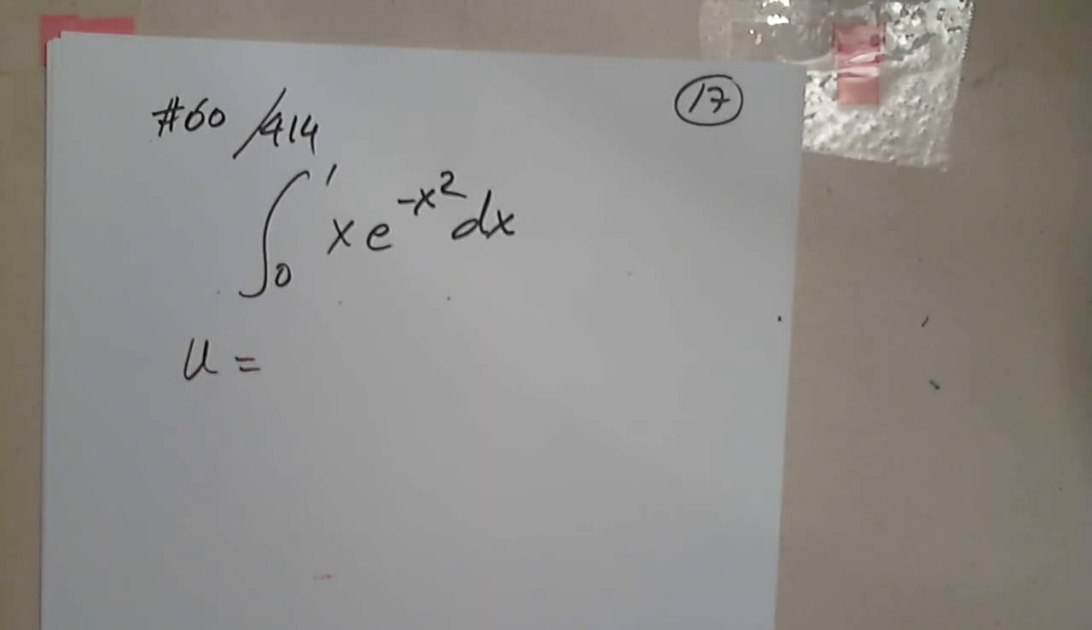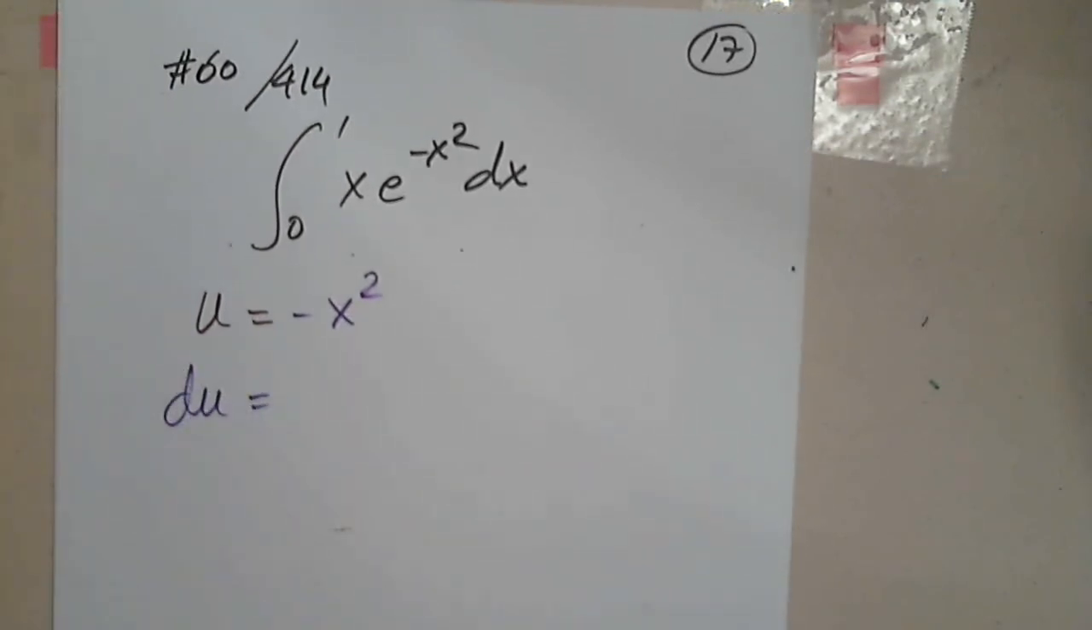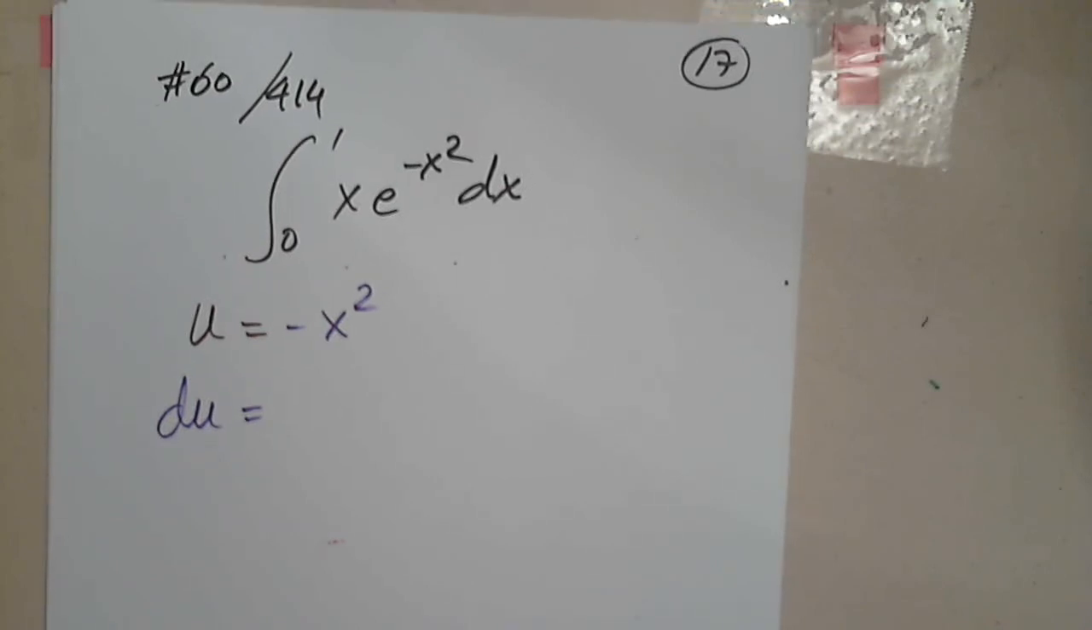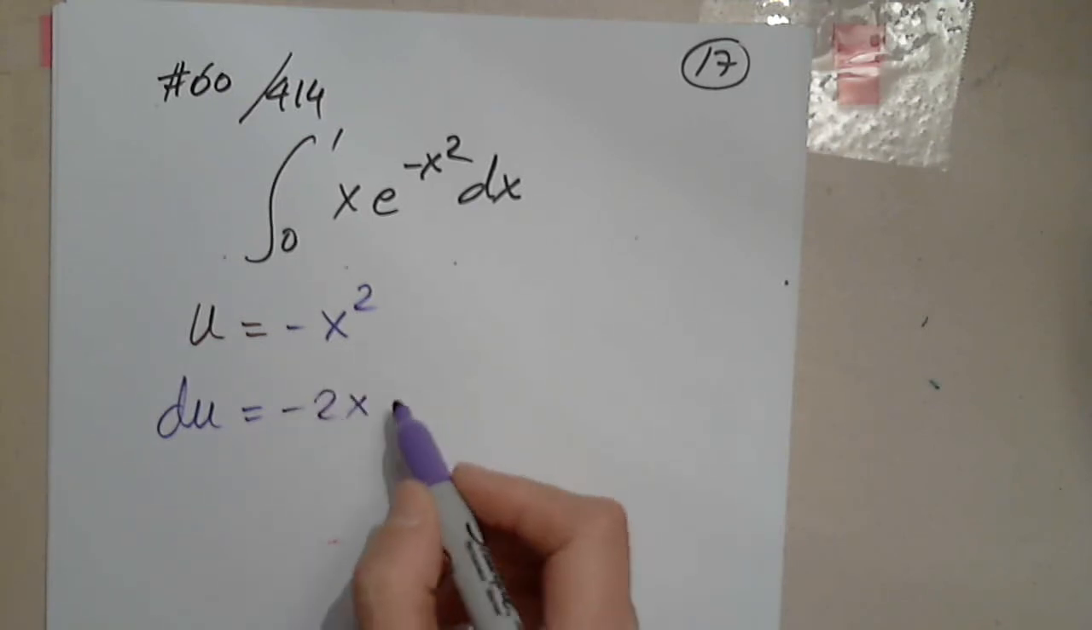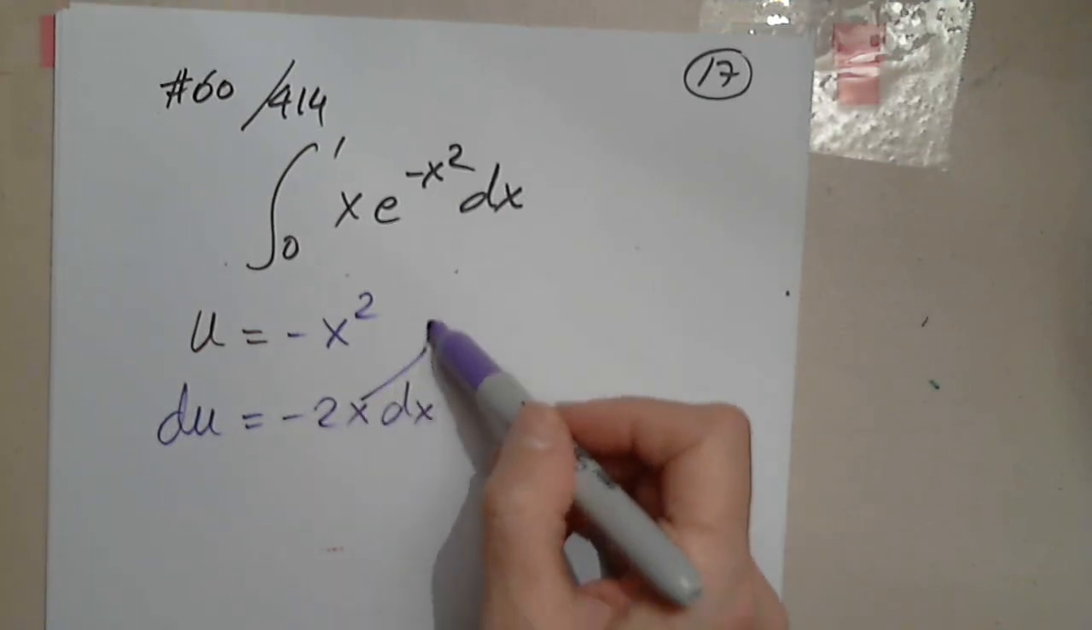What do you think? There is a piece there that I really don't like to be there. Negative x squared? Yep, perfect. As long as du can be easily made up. So what will du equal? Negative 2x dx. Great job.